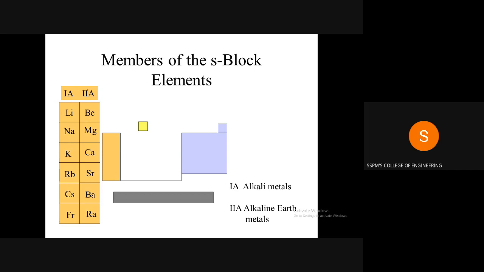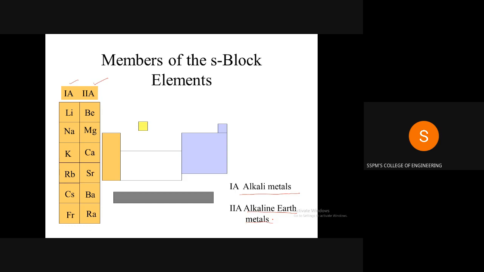Group 1A is called the alkali metals, and group 2 is called the alkaline earth metals. So basically two groups are there. Group 1 is called alkali metals and group 2 is called alkaline earth metals.